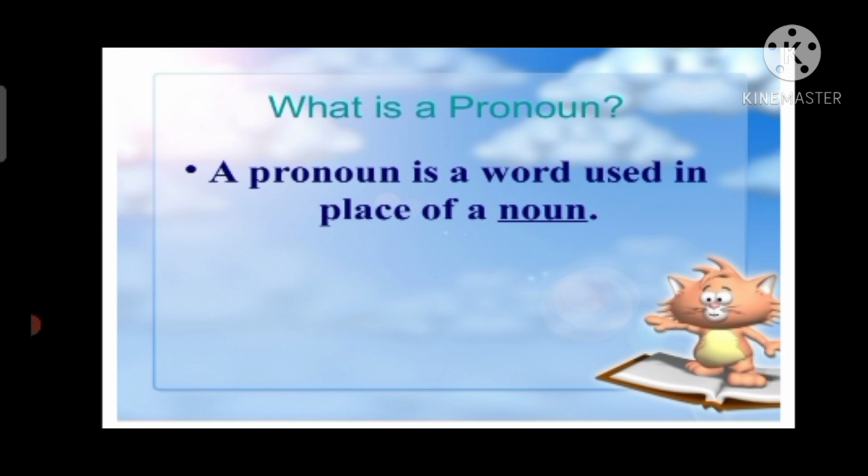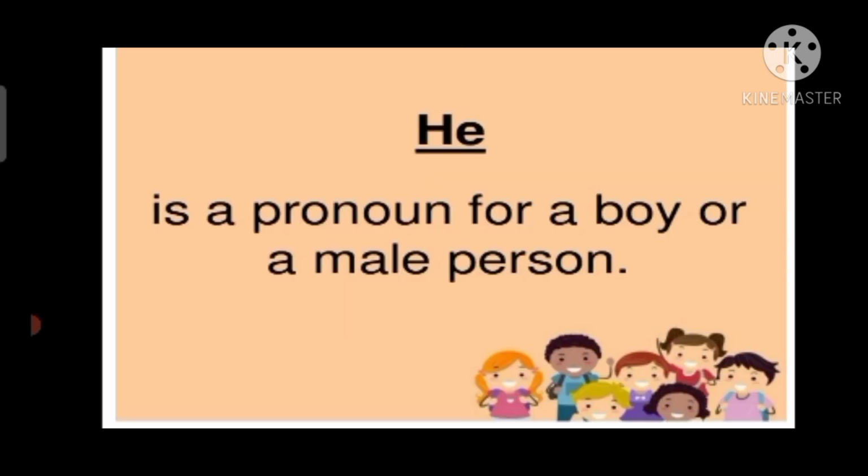So, what is a noun? Noun is the name of a person, place, animal, or thing. Is it? So, let's see how we are using this.